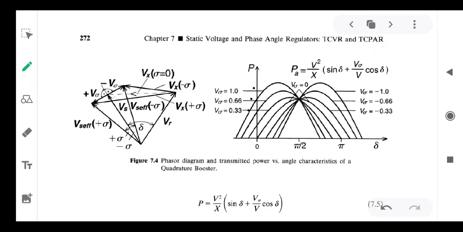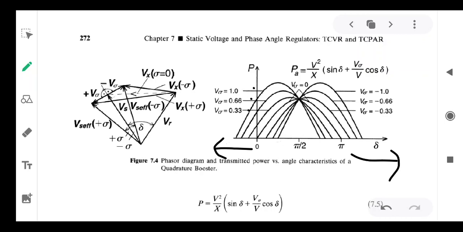If you inject the positive voltage V sigma, then the power angle curves will shift towards the left. When you inject the negative, the power angle curve shifts towards the right, away from the origin, such that based on our requirements we can control plus or minus sigma by using the quadrature booster, so that the power flow can be controlled effectively as per our requirements.